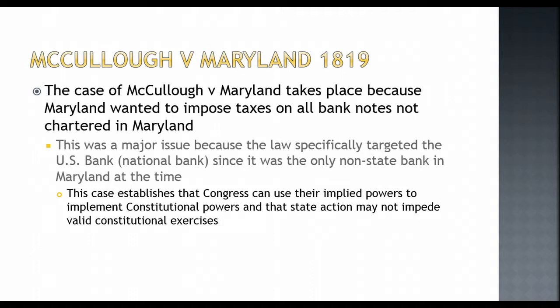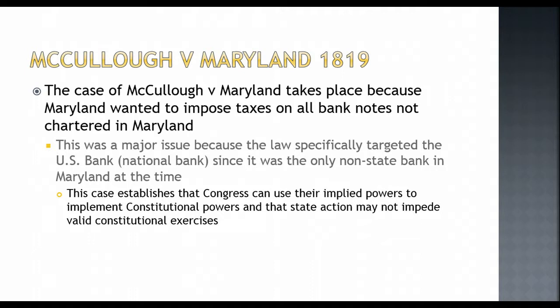So this is really looked at as a direct attack on the U.S. national bank that had been established, because it's really the only non-state bank in Maryland at the time. It's the only one that they can really do this with. All right. So what happens is this court case ends up in the Supreme Court in 1819, and the Supreme Court states that it is unlawful for Maryland to try and impose these taxes on this national bank.